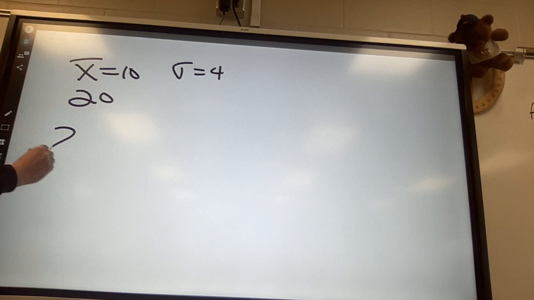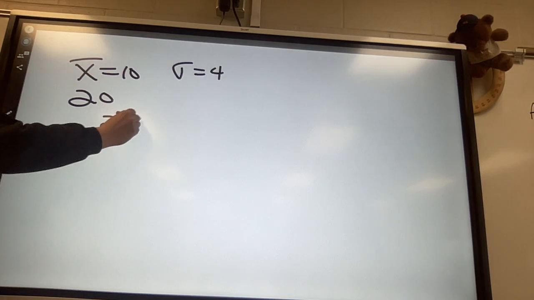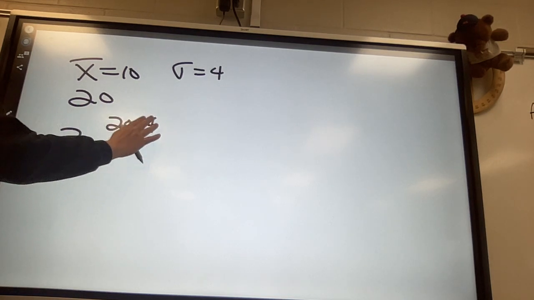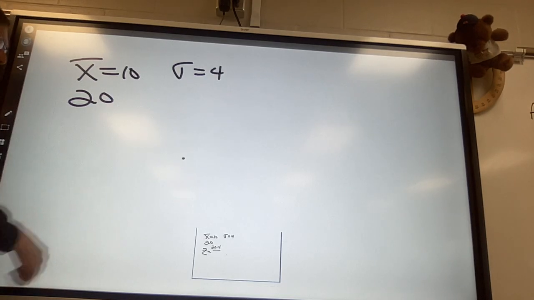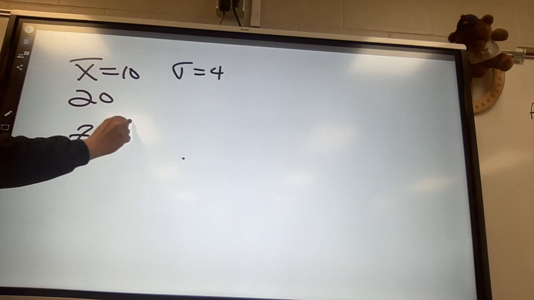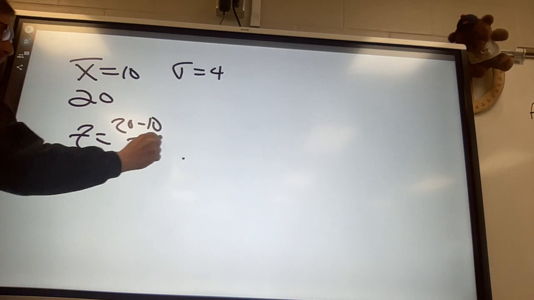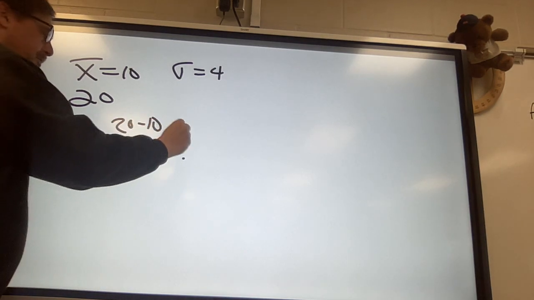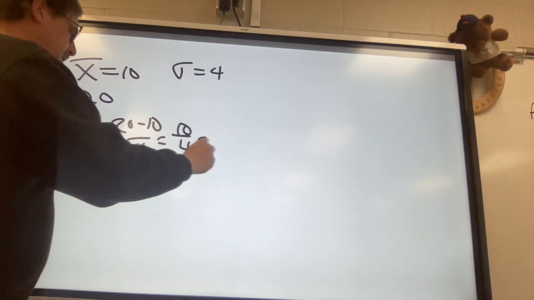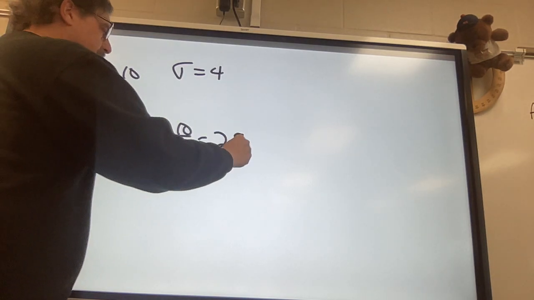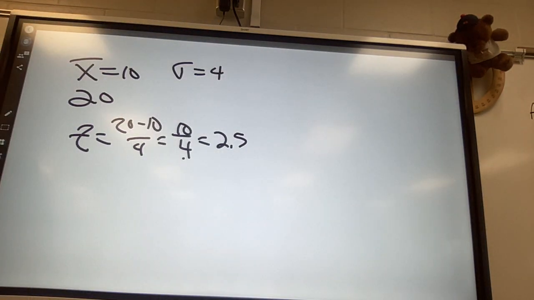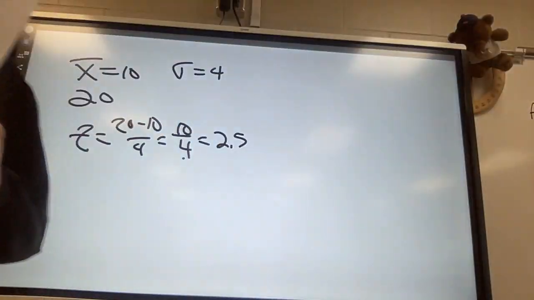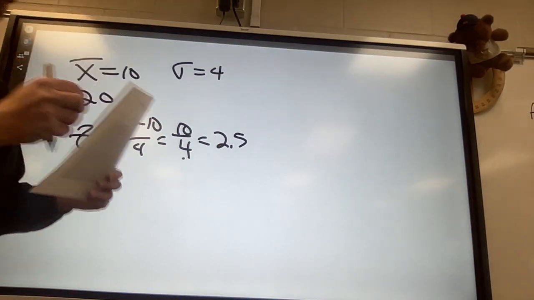So yesterday we did the Z-score, which is 20 minus 10, divided by 4. 10 over 4, which is 2.5. Would you please look at 2.50? Please find 2.50.